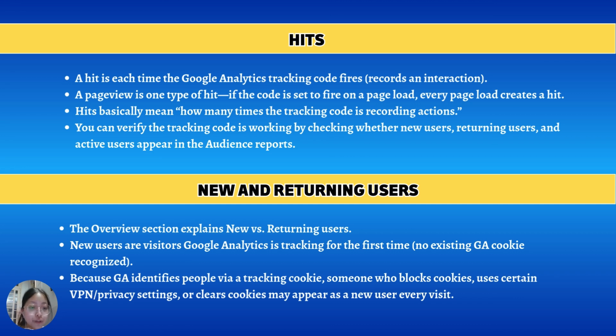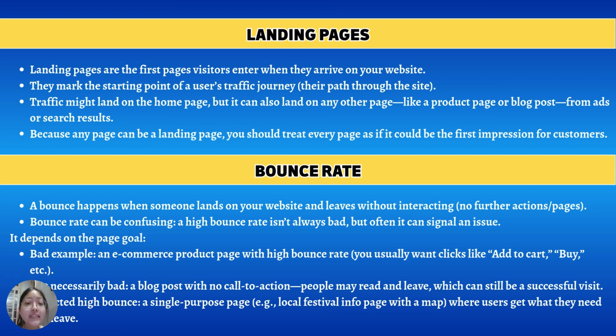The next one is new and returning users. The overview section explains new versus returning users. New users or visitors are those Google Analytics is tracking for the first time, because Google Analytics identifies people via a tracking cookie. So someone who blocks cookies, uses certain VPN or privacy settings, or clears cookies may appear as a new user every visit.